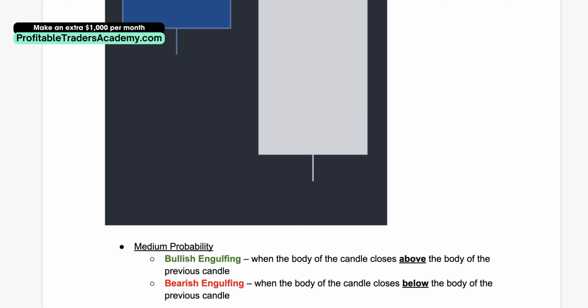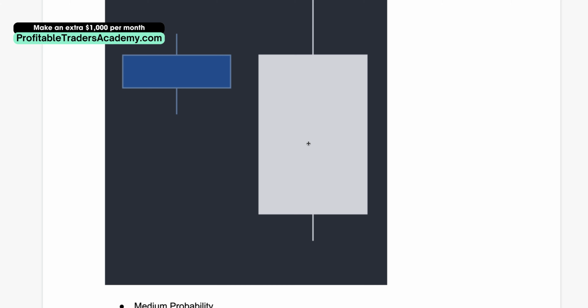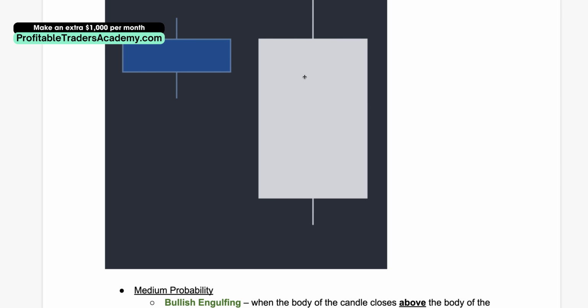So earlier I talked about medium probability candlesticks. If you have a bullish engulfing candlestick, it's when the body of the candle closes above the body of the previous candlestick. And same for the bearish. It's when the body of the candle closes below the body of the previous candlestick. Now, your previous candlestick may be bullish or bearish. That doesn't matter. You just need to make sure that it engulfs, meaning that this candle closes below the body of the previous candle.